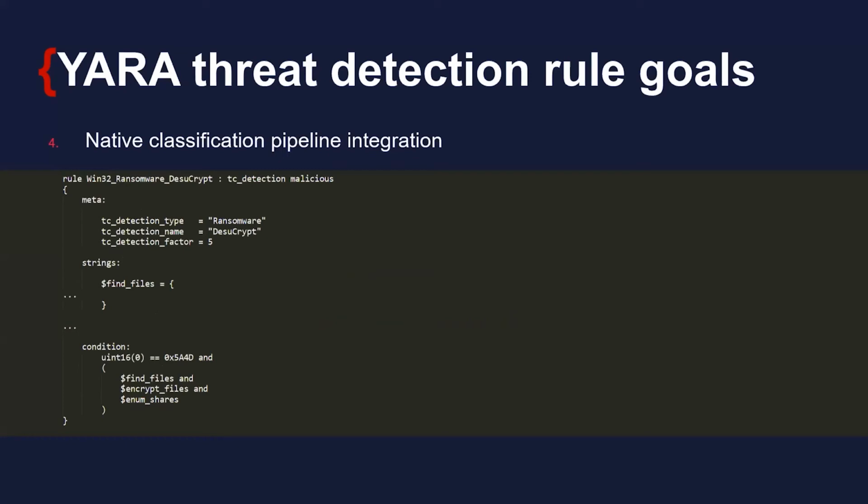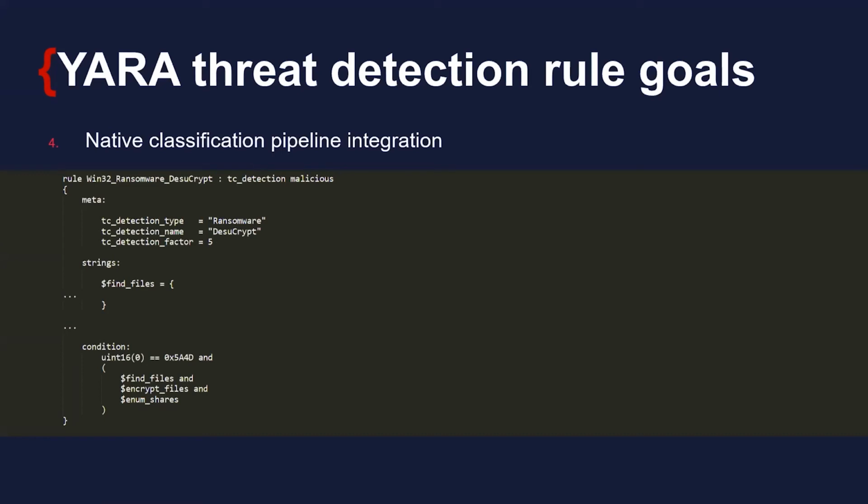And the neat trick with our specific flavor of the rules, even though these rules will work with any YARA, is that we are using tags, tag malicious, to indicate to the engine that the rule should be classifying the file as malicious. But also, as I mentioned before, we also want to name the threat itself. So we want to say, this is ransomware, this is the specific malware family name, and it has the highest threat factor, if you will.